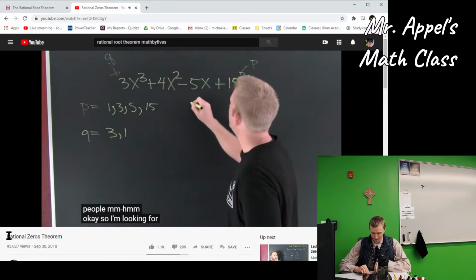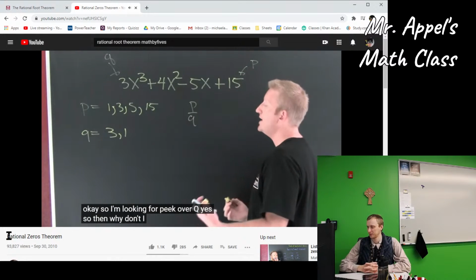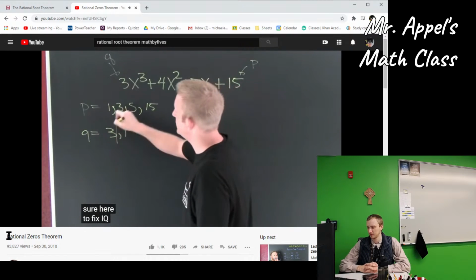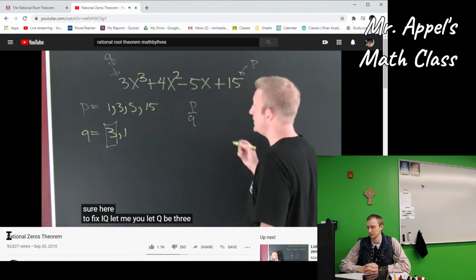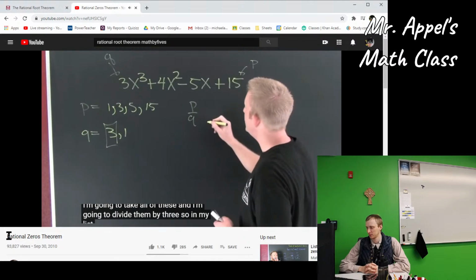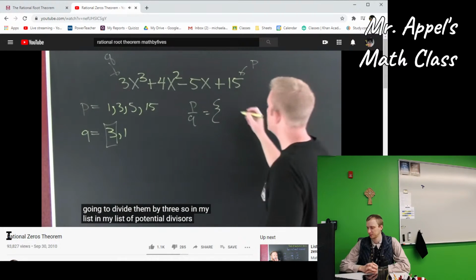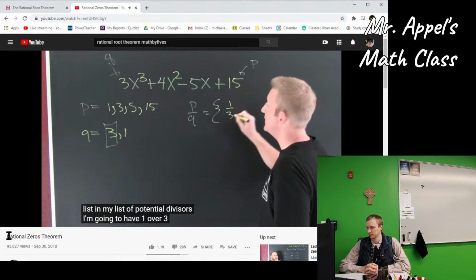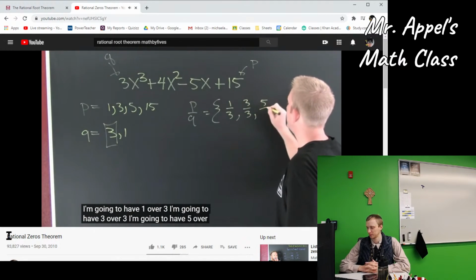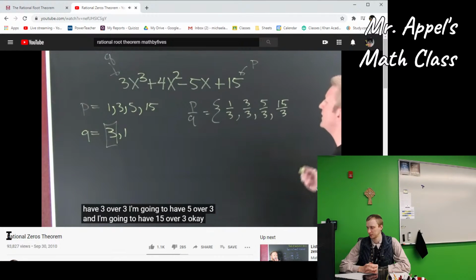Okay, so I'm looking for p over q. So why don't I just fix a q? Here, I'm going to fix a q. Let q be 3. So I'm going to take all of these and divide them by 3. So in my list of potential divisors, I'm going to have 1 over 3, 3 over 3, 5 over 3, and 15 over 3.